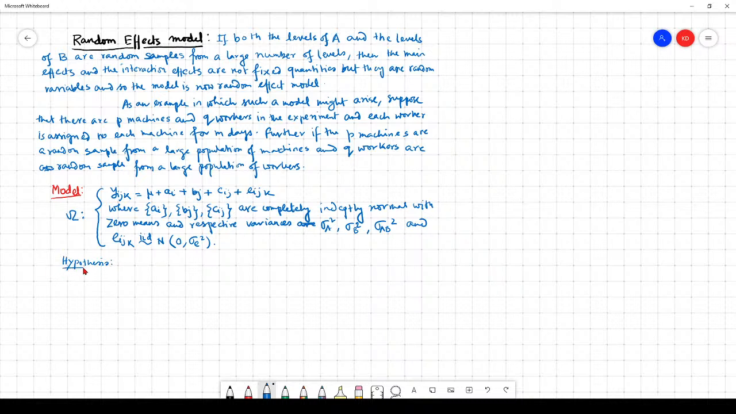Hypothesis. We wish to test HA: sigma a square equal to 0, HB: sigma b square equal to 0, and HAB: sigma c square equal to 0. These are all null hypotheses. So the alternative hypotheses should be not equal to 0.